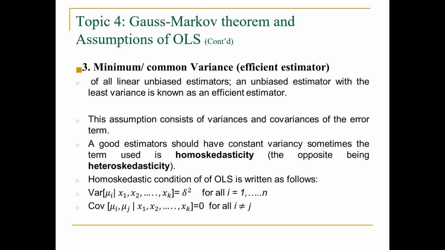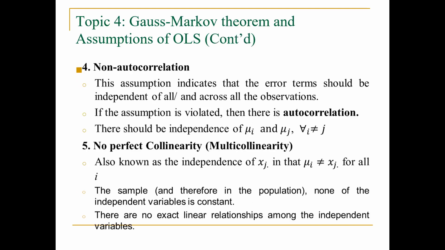We have the variance of mu given x1 up to xk equals sigma squared. While the covariance, which we said is the error term coming from two different models, the bean model and the banana model, given x should be 0, meaning that there shouldn't be any correlation. That is the independence. And then another one we looked at is the autocorrelation. We are saying that our mu from one model and mu from another should not be correlated in any way. And then perfect collinearity, we are saying that the x's, x1, x2, x3 should not have any relationship at all. They should not be a linear combination.